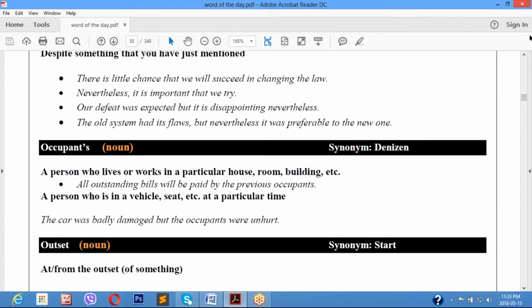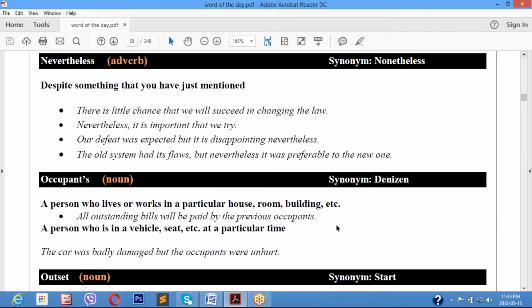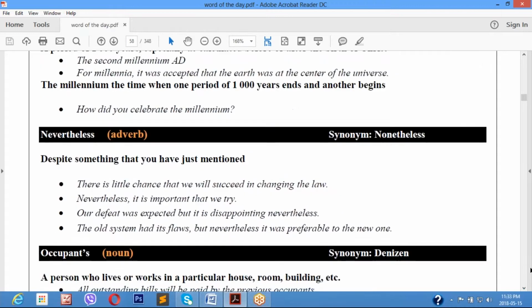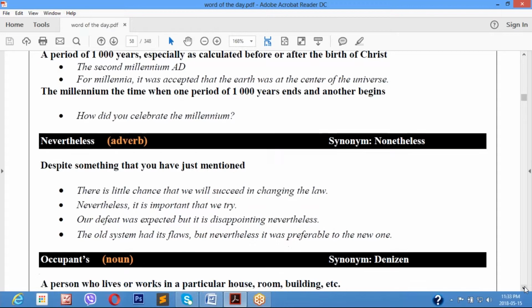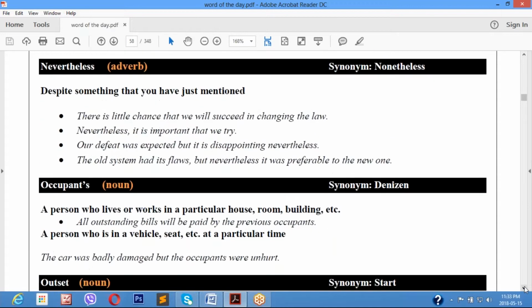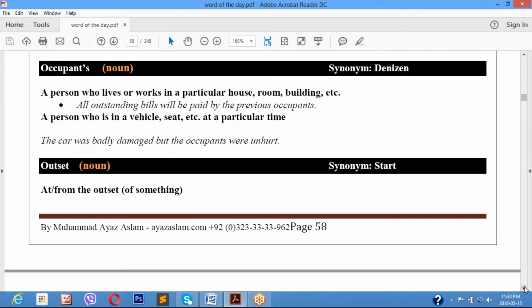Okay. So after this, we have another word, occupants. Occupants, रहने वाले लोग, people who live or work in a particular house, room, building. Occupants, वहाँ के जो रहने वाले लोग हैं. This is how we can use this word. All outstanding bills will be paid by the previous occupants. जो पहले लोग रह रहे थे उन्होंने bills वगैरह pay कर दिए.